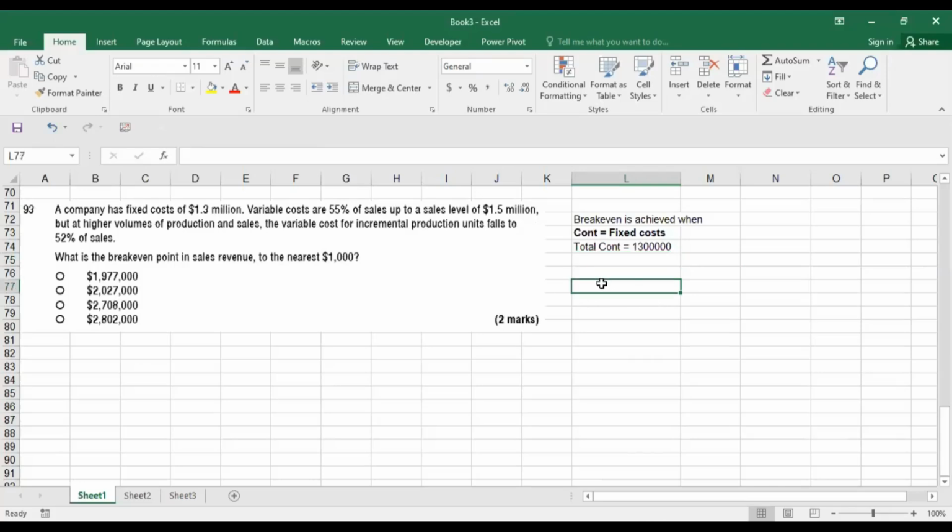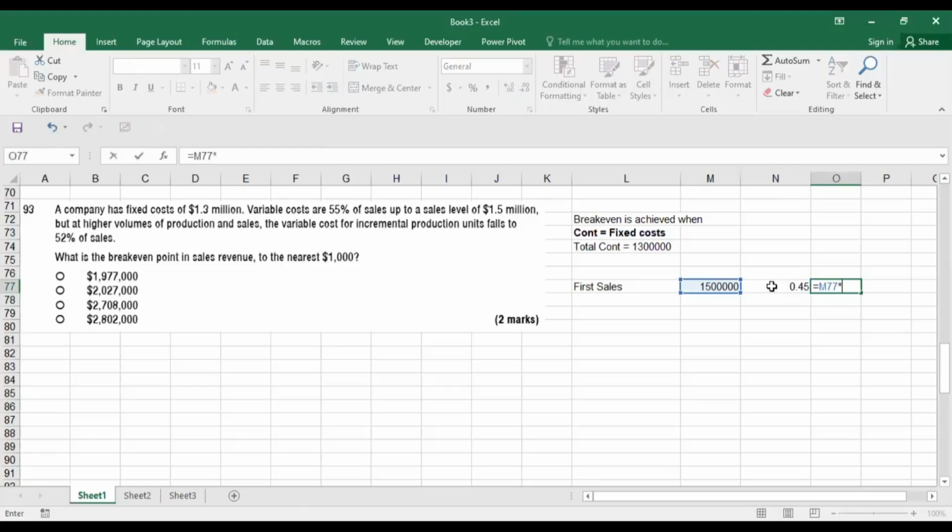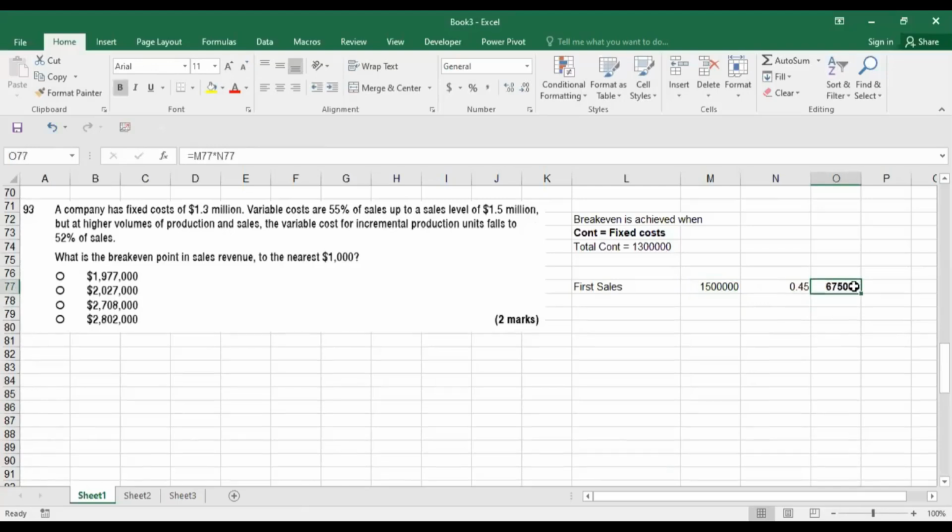We have our first sales. How much are first sales? Those are 1.5 million. And how much contribution do you make from here? You make 0.45, 45%. So when your sales are the first 1.5 million, 675,000 of the fixed cost is recovered. Total fixed cost is 1.3 million, out of which 675 you have recovered. How much is the remaining fixed cost? 625,000.